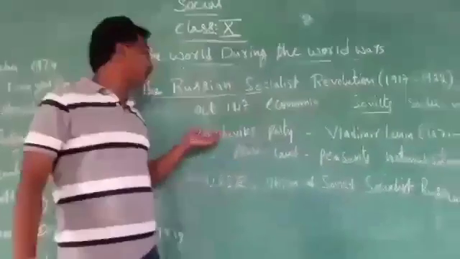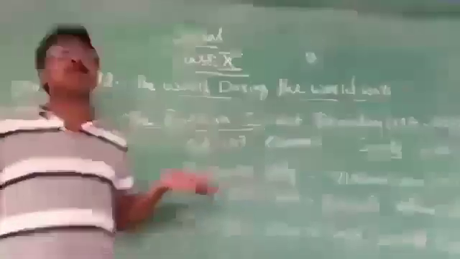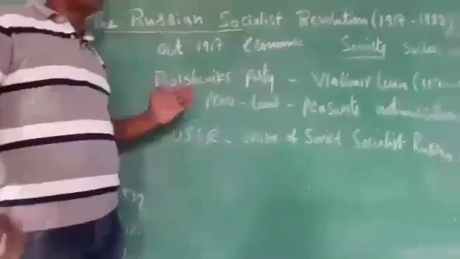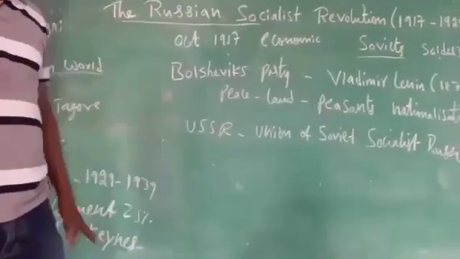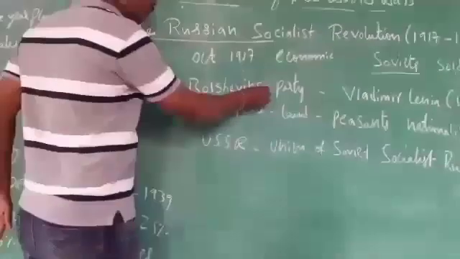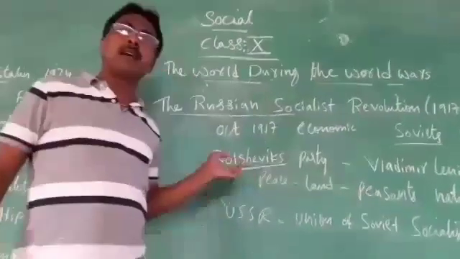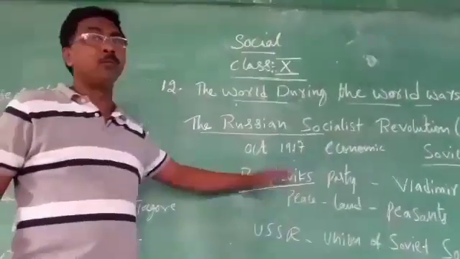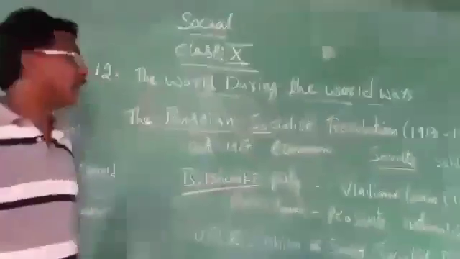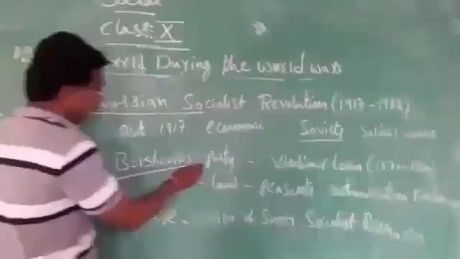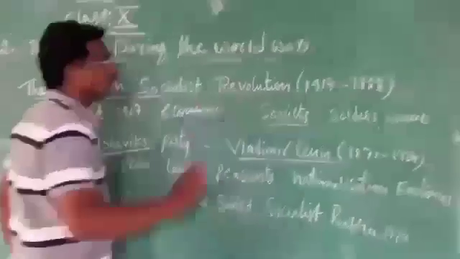At that time, what happened? A common party was established, and that party was called the Bolshevik party. Okay, listen here. The Bolshevik party was established, and the founder of the Bolshevik party was Vladimir Lenin. His name is Vladimir Lenin.